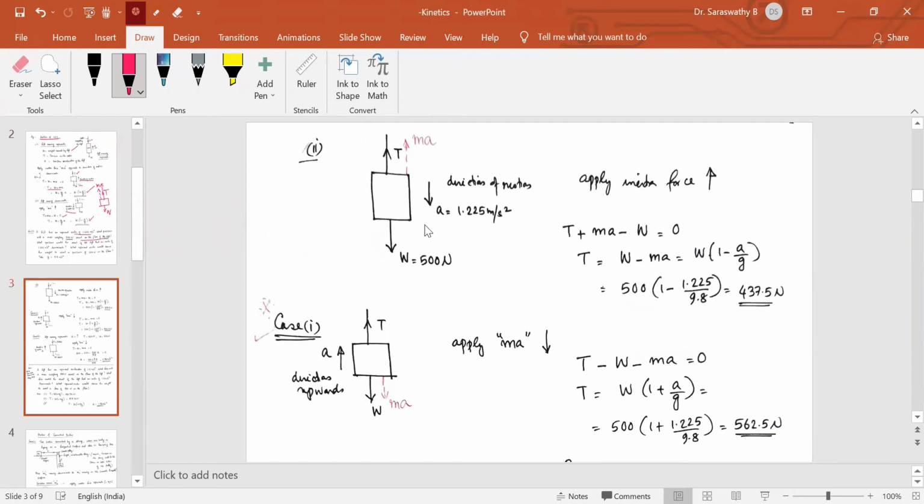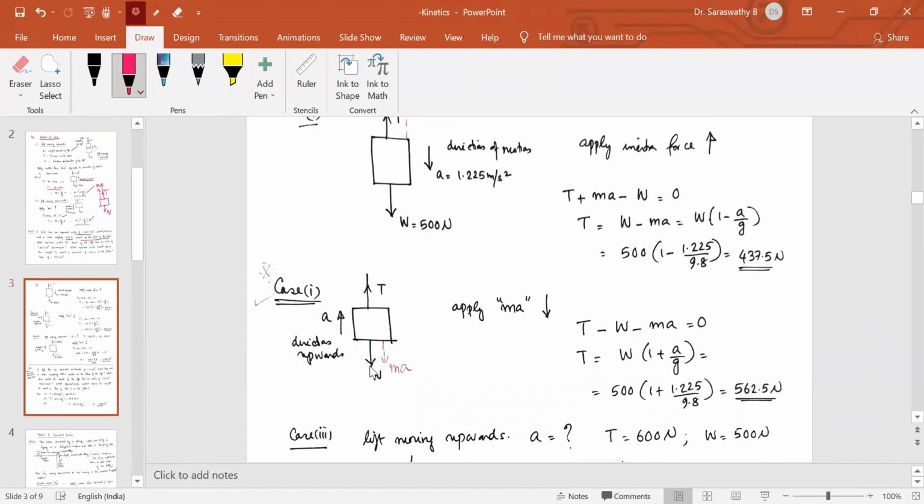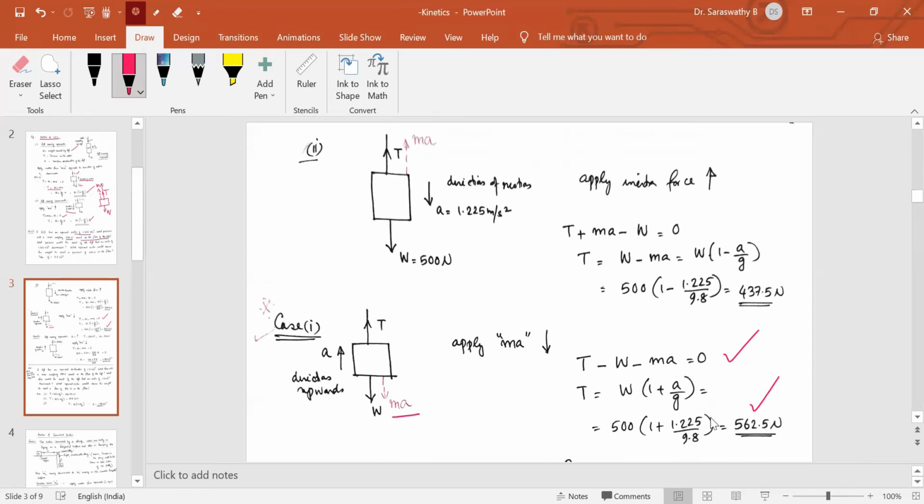First case, this is the lift. The self weight of the lift, or the weight carried by the lift, is acting downwards. Tension in the cable is acting upwards. The motion is upwards. So you apply the inertia force, Ma, opposite to the direction of motion. Now we can write T minus W minus Ma is equal to 0, where M is equal to W by g. So T is equal to W into (1 plus a by g). Acceleration is given, weight is given, so you can find out the tension in the cable, or the pressure exerted by the man on the floor of the lift.